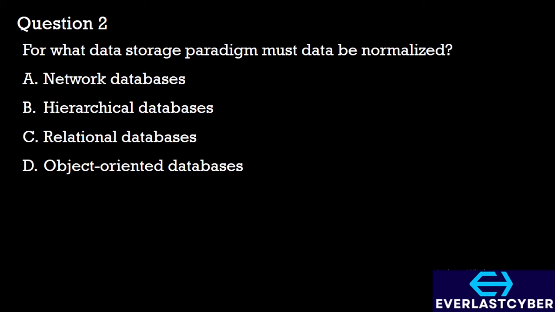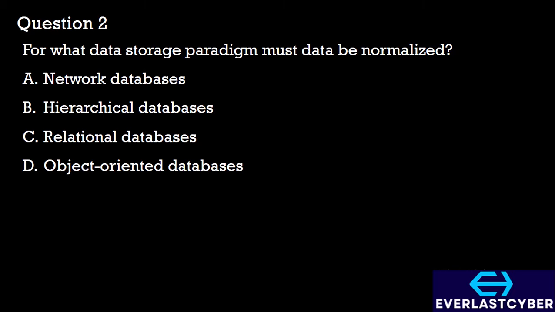Question 2. For what data storage paradigm must data be normalized? A. Network databases. B. Hierarchical databases. C. Relational databases. D. Object-oriented databases. Network databases use a flexible schema with many-to-many relationships, so normalization is not a strict requirement. Hierarchical databases use a tree structure, and this makes normalization unnecessary.